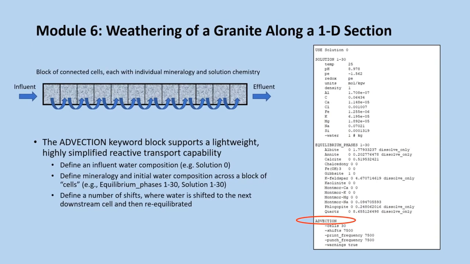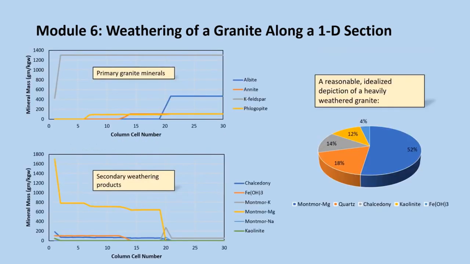The advection keyword tells PHREEQC that this is simply a plug flow transport simulation consisting of 7,500 shifts. A shift refers to moving the solution associated with each cell over one adjacent cell and then re-equilibrating. A fresh composition, solution 0, enters at the upstream end, or cell 1. Here are the simulated mineralogy results after 7,500 shifts, or 250 pore volumes.